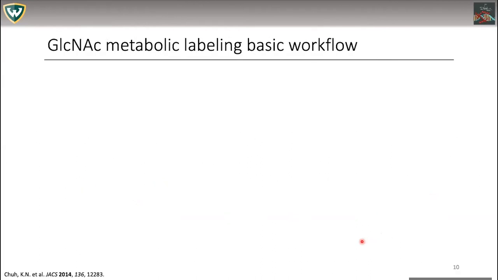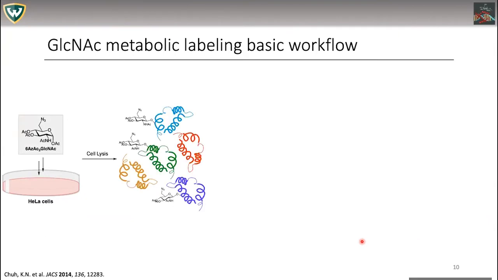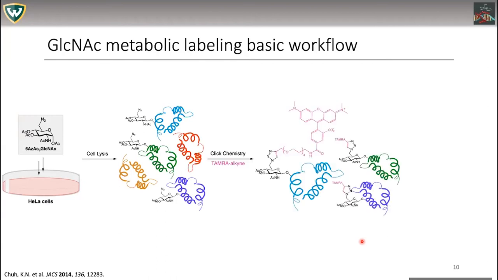So once we have our sugar, it's important to think about how we're going to use it. The GlcNAc metabolic labeling generally is done by taking your sugar and incubating it with your cells. With the peracetylated forms, we usually just incubate that overnight. And then the next day we can take our cells and lyse them, which gives us a mixture of proteins that have our modified sugar attached and proteins that don't have any GlcNAc attached. And the way that we pick out which proteins we've affected is by running a click chemistry reaction with this TAMRA alkyne.